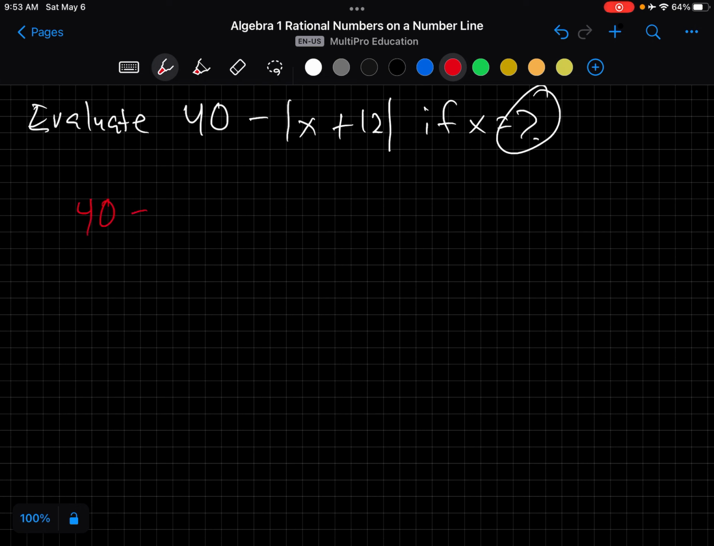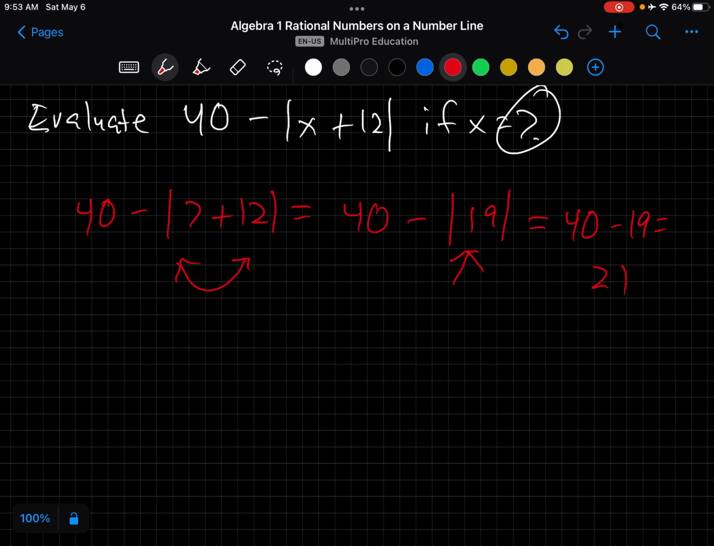Alright, so we solve this. 40, and we're going to use the substitution rule. X is 7, so 7 plus 12. Alright, so we solve within the absolute value symbol here. 40 minus the absolute value of 19. Alright, what's the absolute value of 19? It just remains itself. If it's already positive, it's like looking in the mirror. So when you do the absolute value of a positive number, it's just itself. So 40 minus 19, and that equals 21.